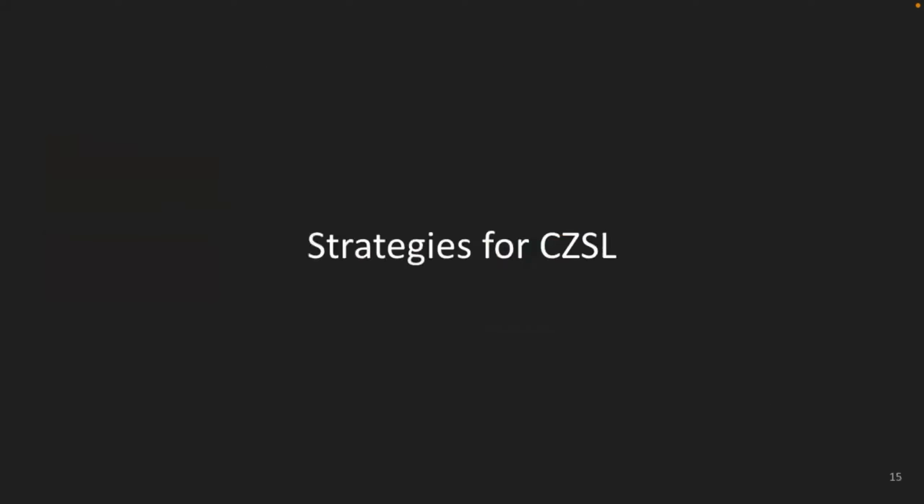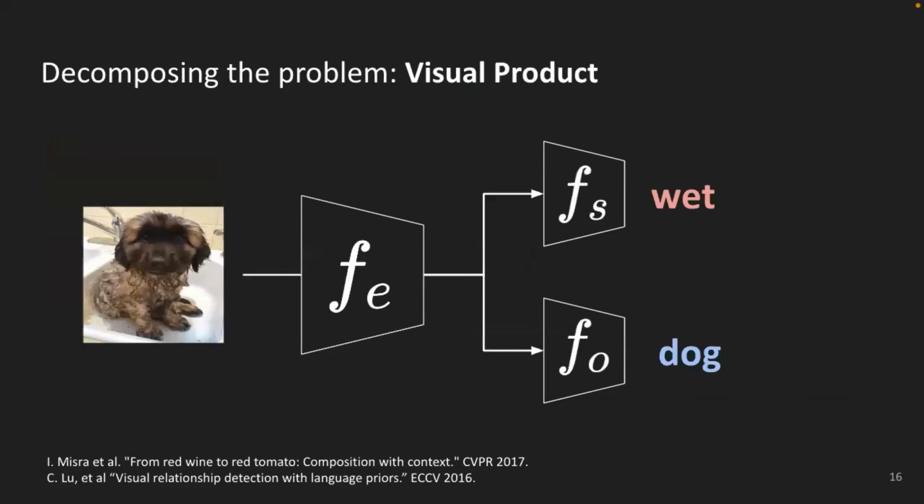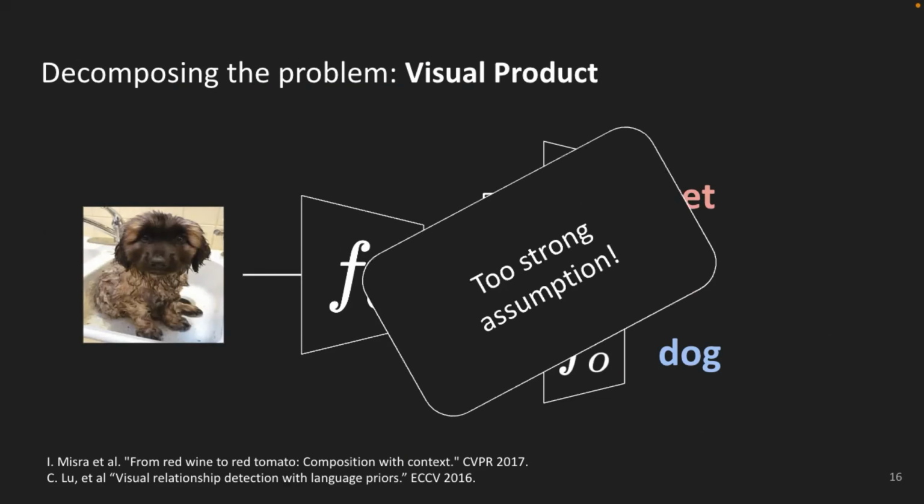Now let's talk about some strategies. If we look at the problem from a practical perspective, what we want to get is to classify attributes and objects, right? So how shall we start? Well, classifying them separately, right? Why do we even want to care about the compositional aspect of it? The answer is that while this is maybe a straightforward strategy, it doesn't work well in practice because this assumption is just too strong.